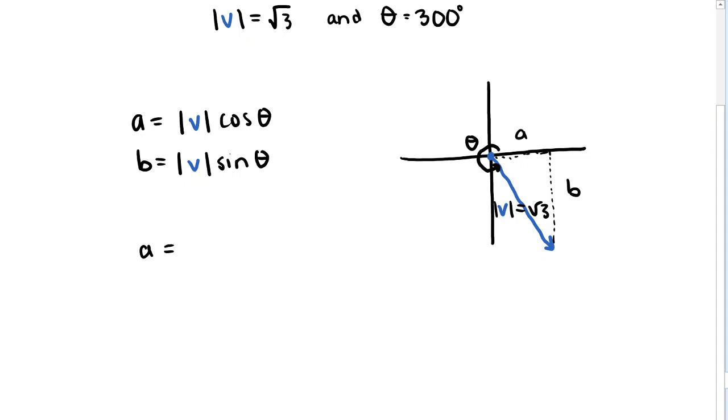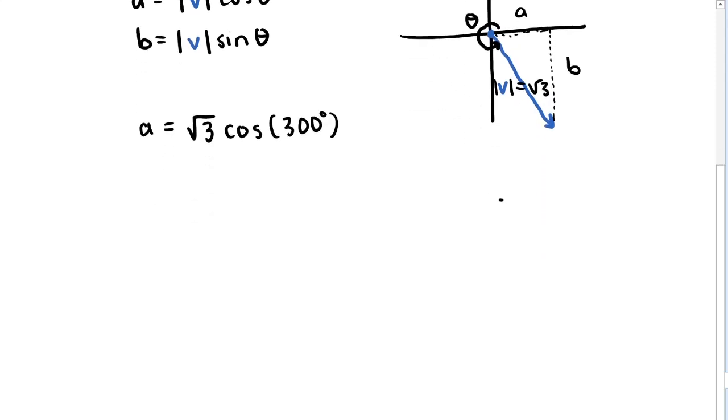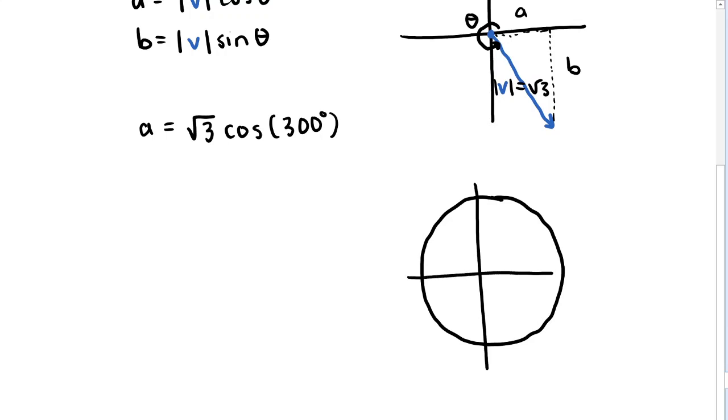And so here if we want A, well, we know the magnitude of v, we know it's equal to the square root of 3. And then cosine of theta, well, theta in this case is 300 degrees. Right, and so here, maybe let's use our unit circle to evaluate cosine of 300 degrees. But this is an angle which results in, let me draw this a little bit better, a 30, 60, 90 triangle, 60 degrees from the horizontal axis, right?